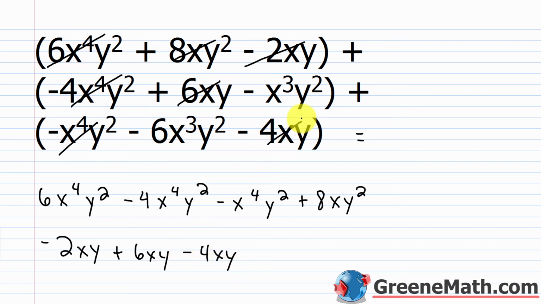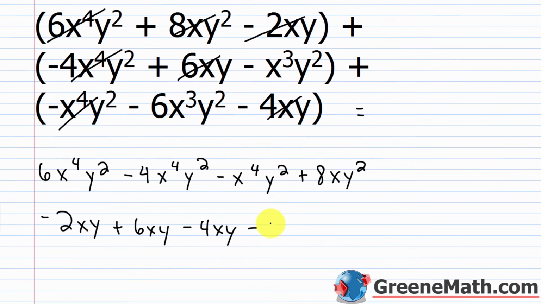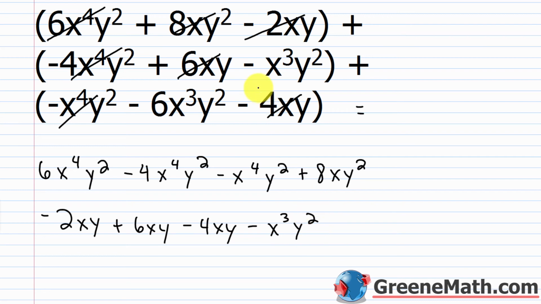Okay. Now everything from the first polynomial is in here. The second polynomial, I still have a minus x cubed y squared. And then I have that in the final polynomial as well. So minus 6x cubed y squared.